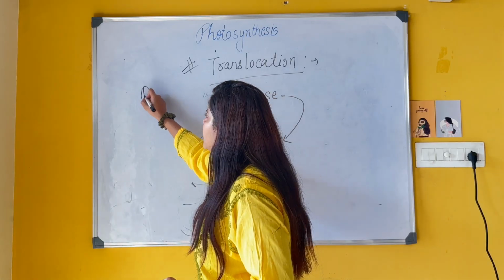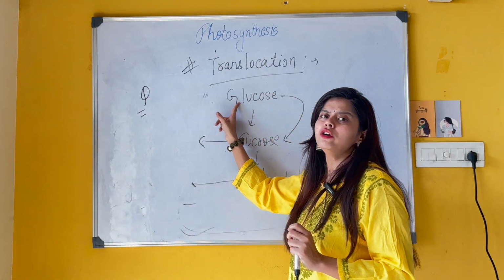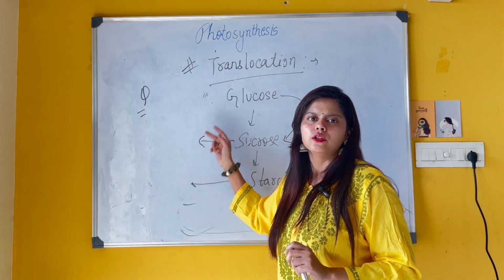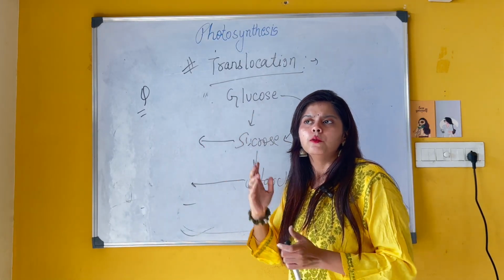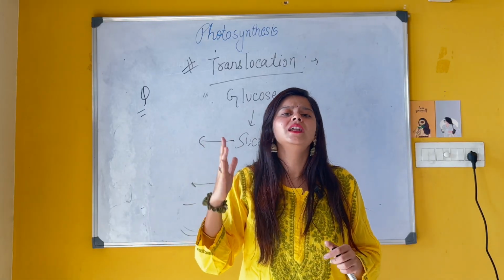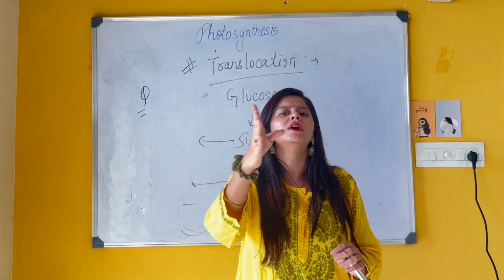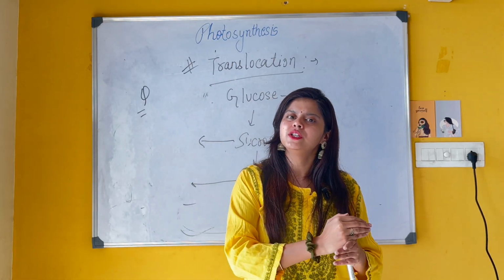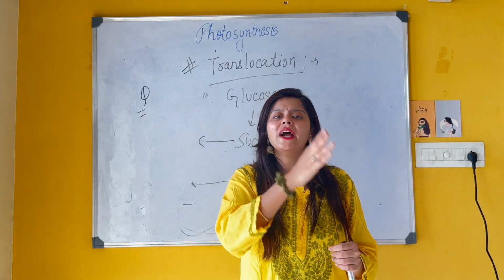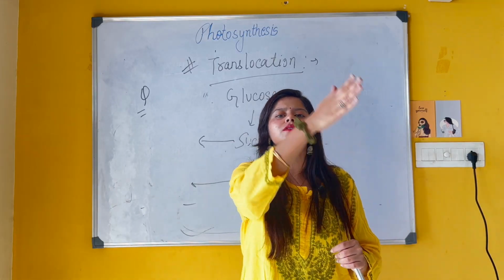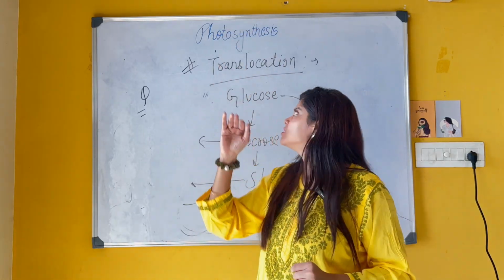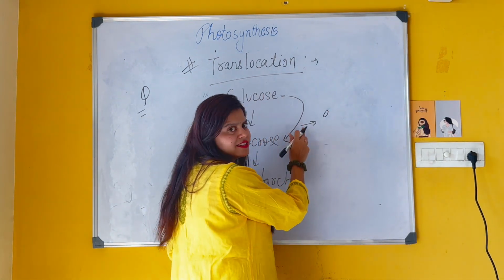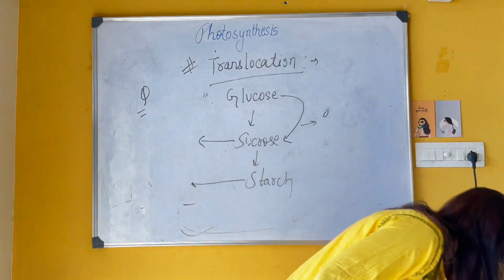There is a very important question to all of you. Glucose is a simple sugar, sucrose is also a simple sugar. Both are soluble. Why do you think there is a need in plants for glucose to be converted into sucrose for the process of transportation? Glucose is also a simple sugar, sucrose is also a simple sugar. So why do you think plants are converting glucose into sucrose for the process of translocation? Now, try to find the answer to this question. Moving to the next topic.